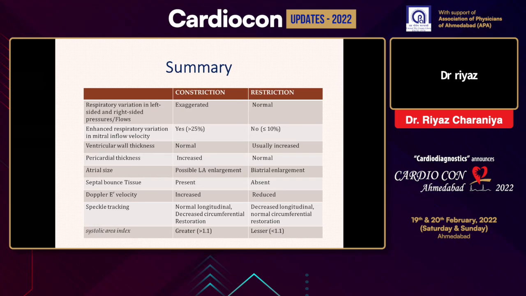Probably the most important sign in echo is the Doppler E prime velocity, the medial E dash. A value of more than 9 is more suggestive of constrictive pericarditis rather than restrictive cardiomyopathy, because this is the sign of whether there is myocardial muscle involvement or not. So in restrictive cardiomyopathy, generally the E prime velocities are on the lower side. And the systolic area index is probably the most specific sign to differentiate the two.